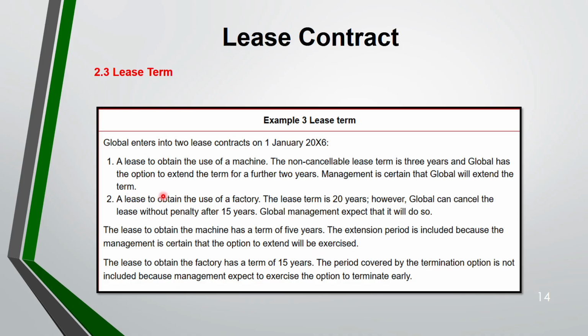Second one, a lease to obtain the use of a factory. The lease term is 20 years. Global can cancel the lease without penalty after 15 years, and they expect that they will do so. That means they expect to cancel it after 15 years. So your lease will not go up to 20 years. Your lease for the factory will be for 15 years. Okay, this period is covering the termination option, because management expects to terminate early.